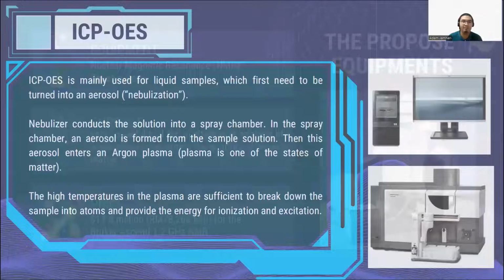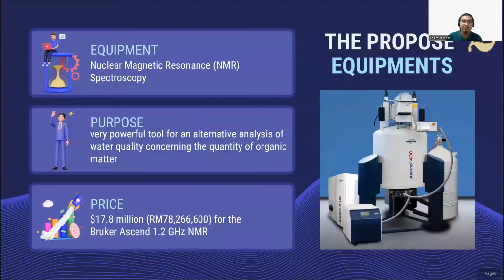The second equipment that we're going to need is a nuclear magnetic resonance (NMR) spectroscopy. The purpose of the machine is for an alternative analysis of water quality concerning the quantity of organic matter. The price for this equipment is around 17.8 million US dollars or 78,266,600 ringgit Malaysia for the Bruker 1.2 gigahertz NMR.